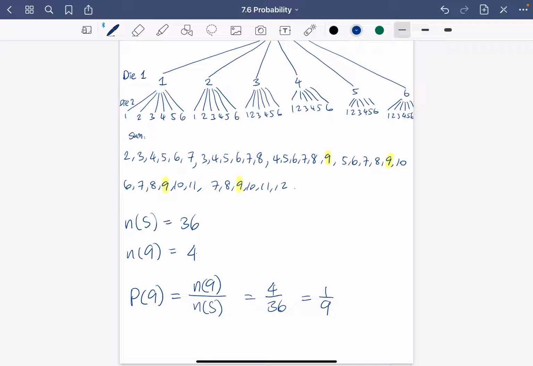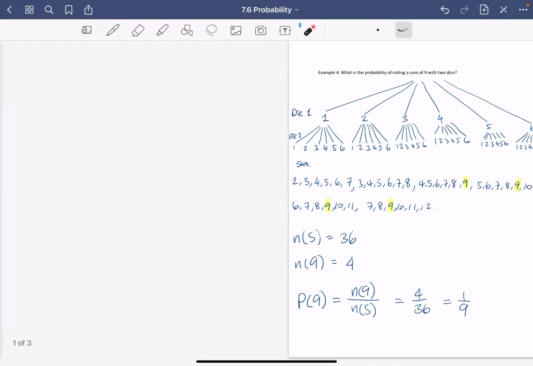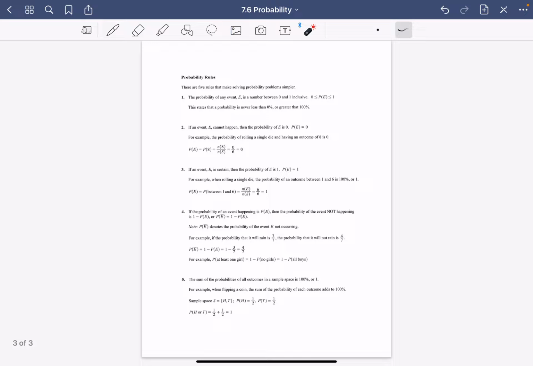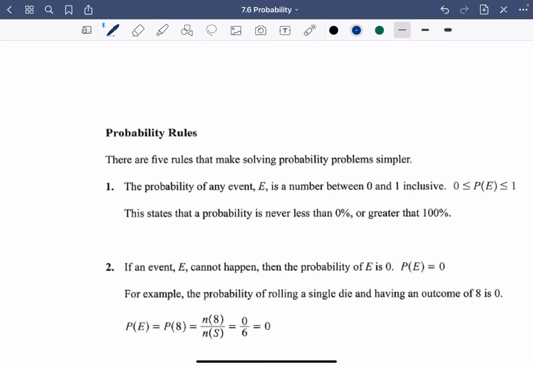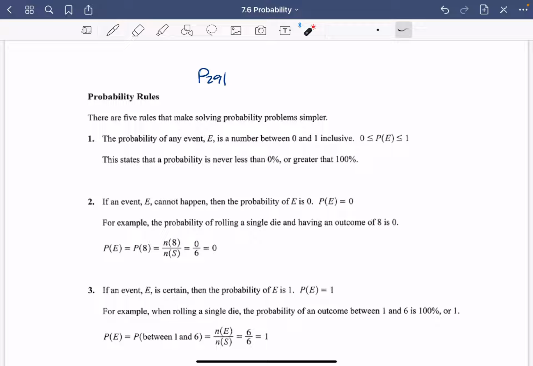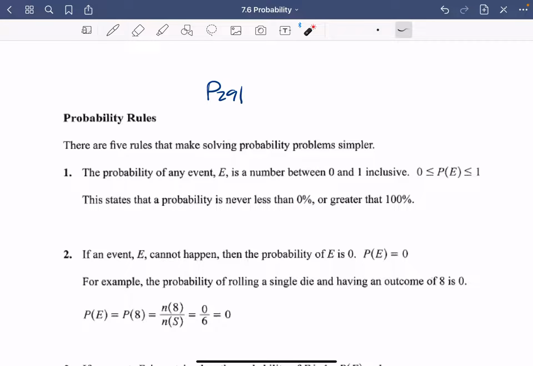Okay, so that's it for the examples. And on the last page here, this is from page 291 in your workbook, and it has a few probability rules. There are 5 in total, and let's go over each of them.